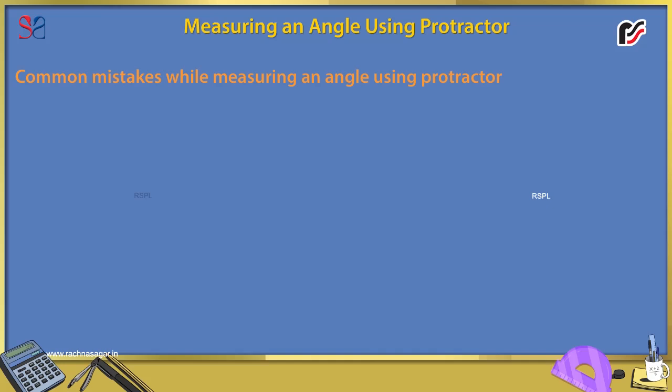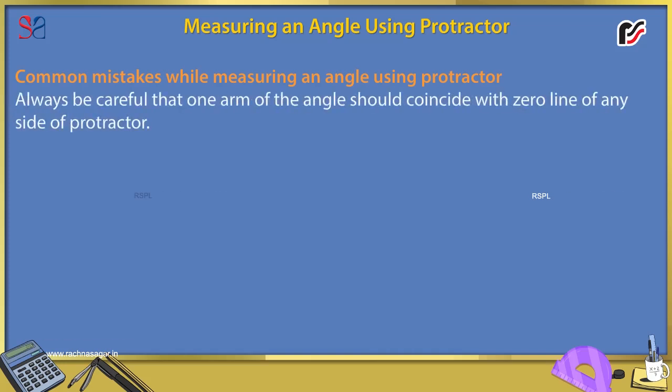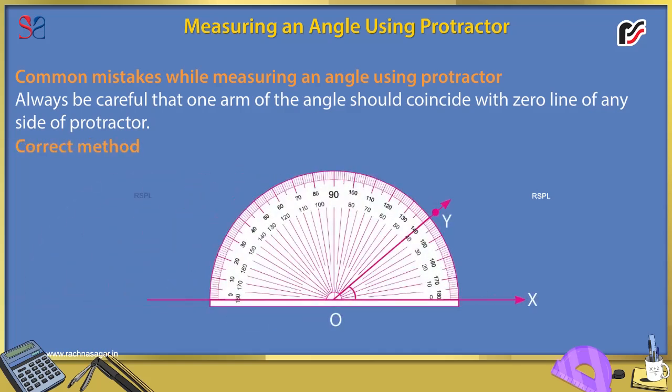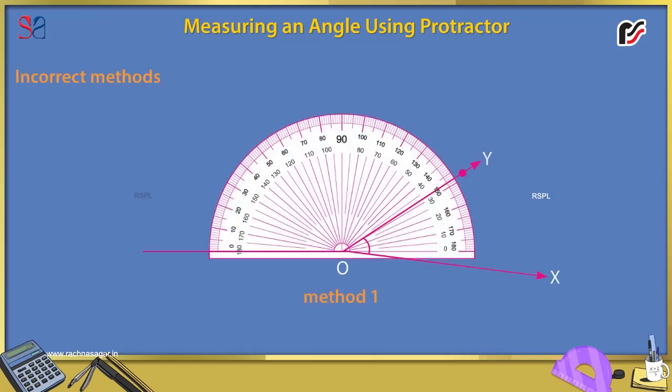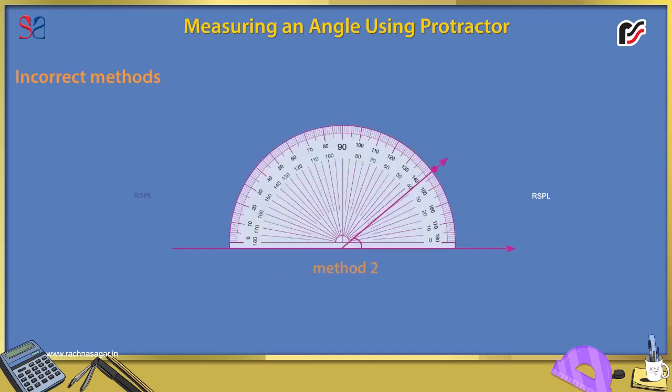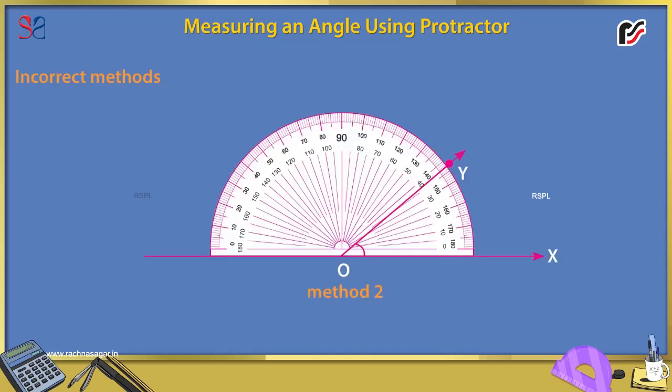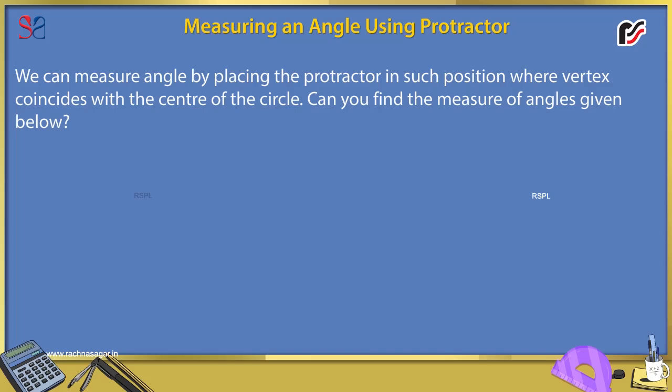Common mistakes while measuring an angle using a protractor. Always be careful that one arm of the angle should coincide with the zero line of either side of the protractor. Correct method. Incorrect methods. Method 1. Method 2. We can measure an angle by placing the protractor in such a position where the vertex coincides with the center of the circle.